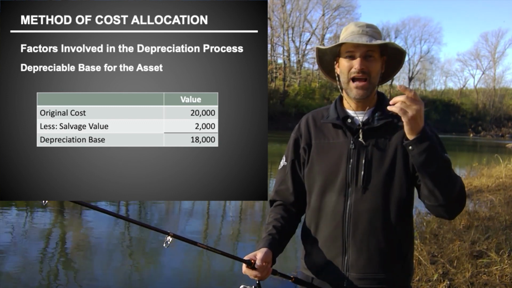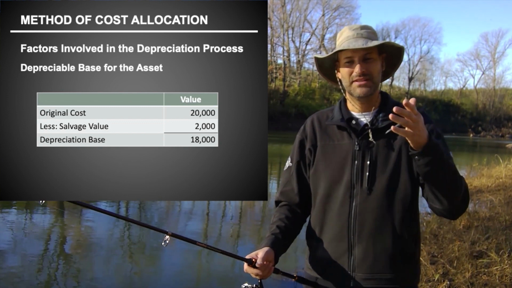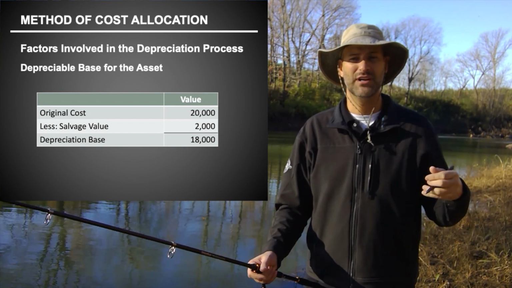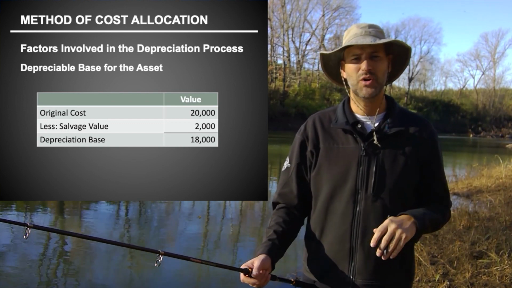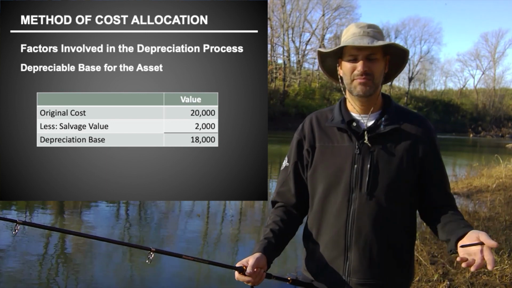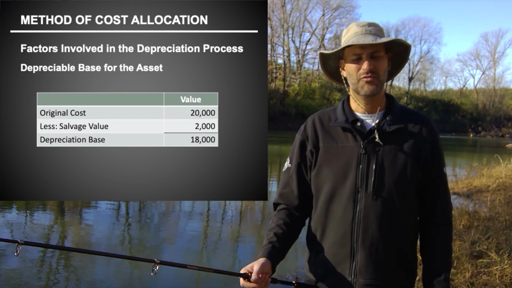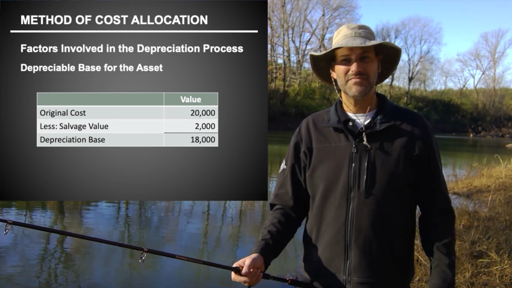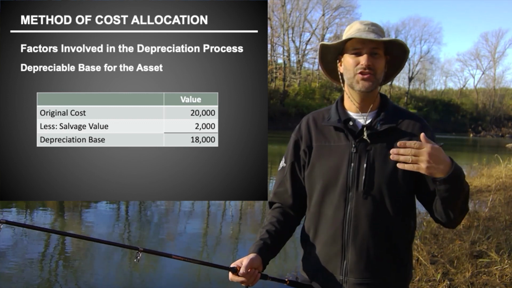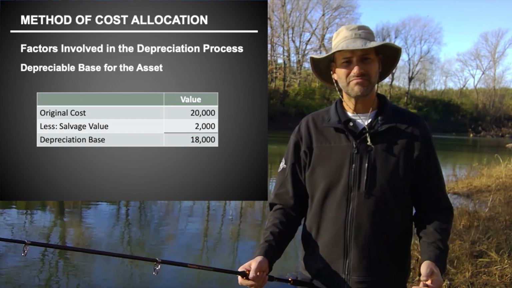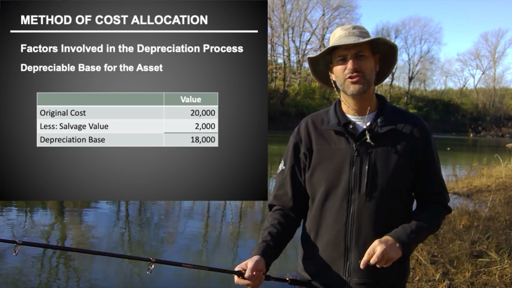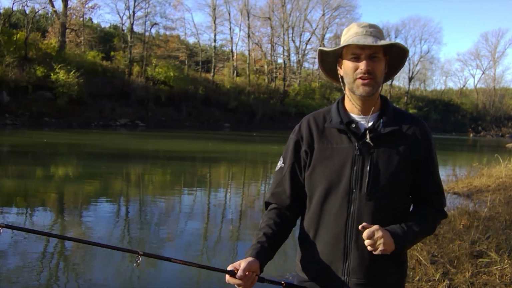So how much I'm using the asset is just essentially the difference between what I paid for it. Let's say I paid $20,000 for my boat, and the salvage value is going to be $2,000 at the end of what I think is its useful life. Then I have an $18,000 depreciable base. So that's depreciable base. That answers our first question of how much of the asset we're going to use.